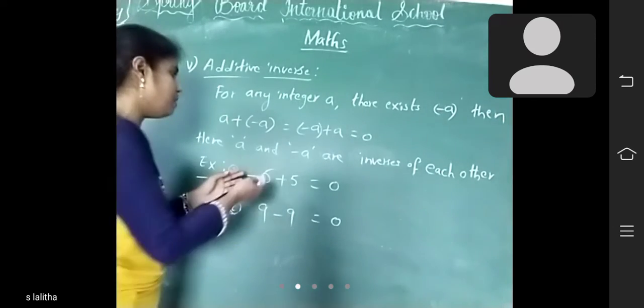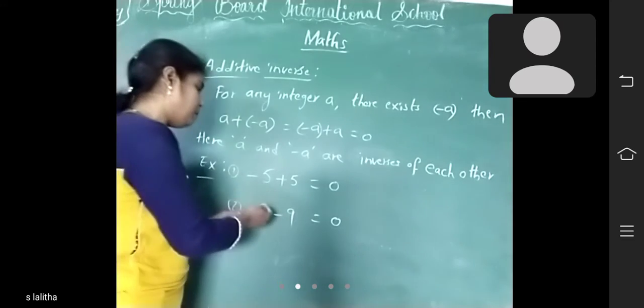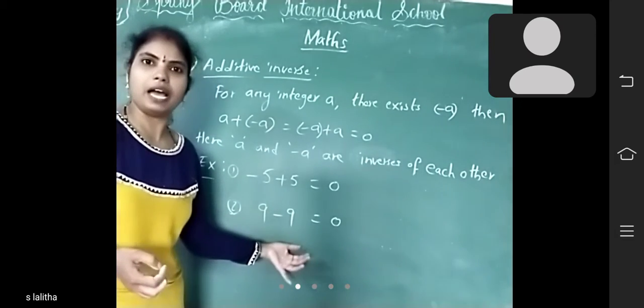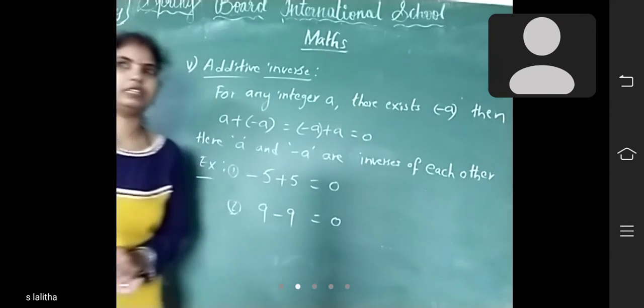So a and -a are the inverses of each other. For -5, which is the additive inverse? 5 is the additive inverse. For plus 9, which one is the additive inverse? Minus 9 is the additive inverse. Okay, ma'am? That is the additive inverse.